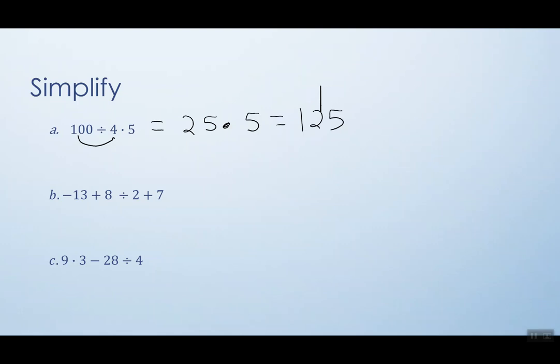All right, look at B. B says negative 13 plus 8 divided by 2 plus 7. So you think, well, what do I want to do first?